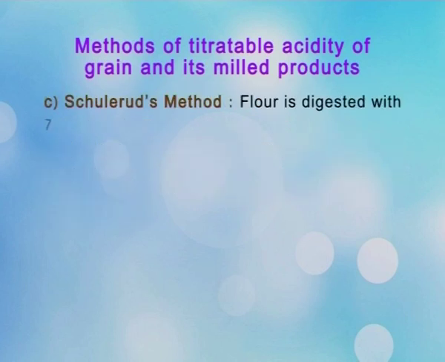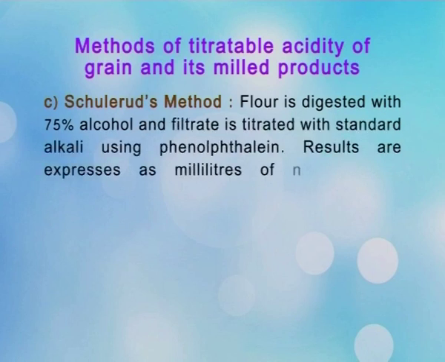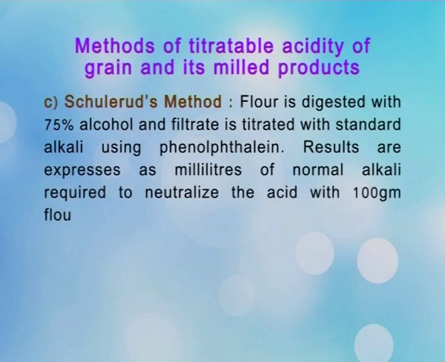Next, number C, Schoorl's method. Flour is digested with 75% alcohol and the filtrate is titrated with standard alkali using phenolphthalein. Results are expressed as milliliters of normal alkali required to neutralize the acid in 100 grams of flour.